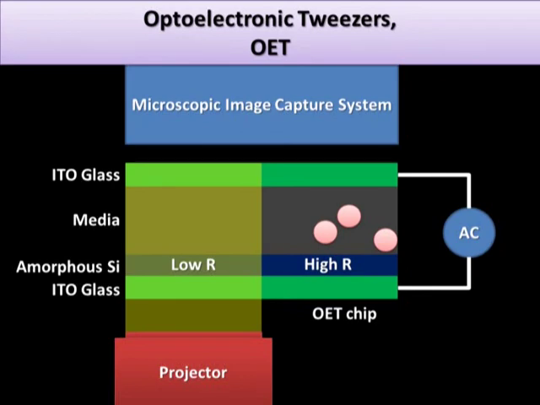When the amorphous silicon is lighted, its resistance decreases and the electric field in the media above the lighted area changes. Traditional OETs are only used to move cells linearly. Professor Ye's research uses OETs to rotate cells. How does it work? Let's take a look at the equivalent circuit.